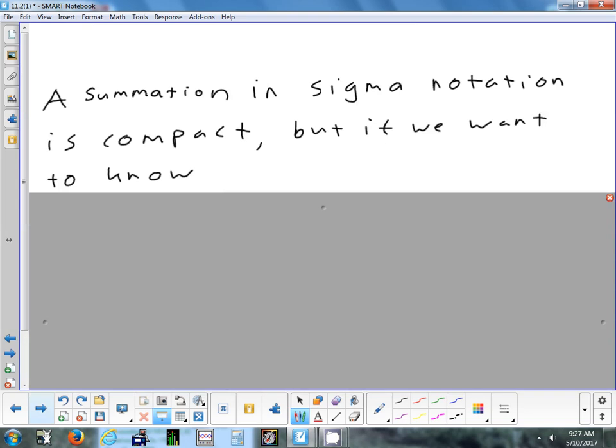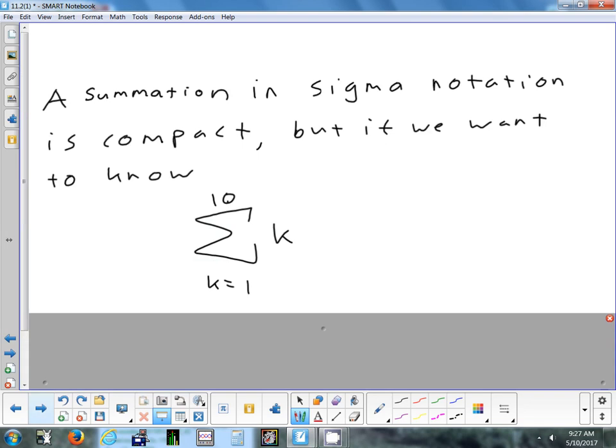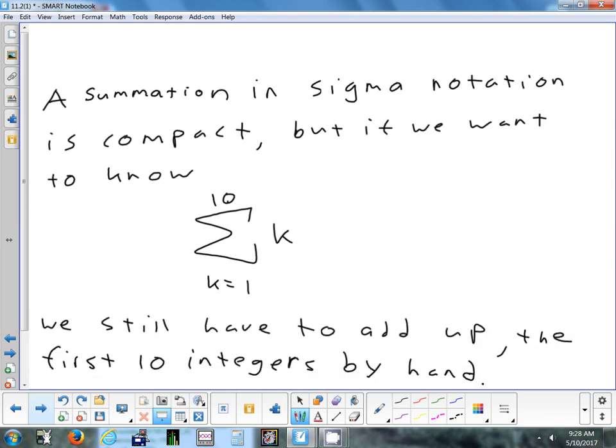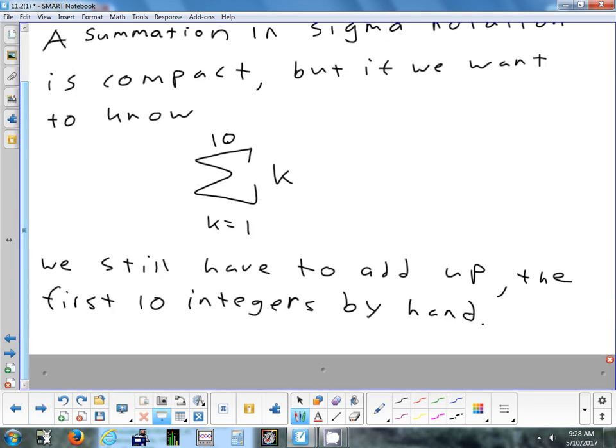So this is the point that I've been kind of getting at the whole time. Sigma notation is a compact way of writing it, but it doesn't speed up anything. If I wanted to add up the first 10 integers, which is what this is, plug in 1, you get 1. Plug in 2, you get 2. Plug in 3, you get 3. Plug in 4, you get 4. You're plugging in every number from 1 to 10, and you're adding them up. You would still have to do that out. Okay, there's got to be a shorter way to do it.